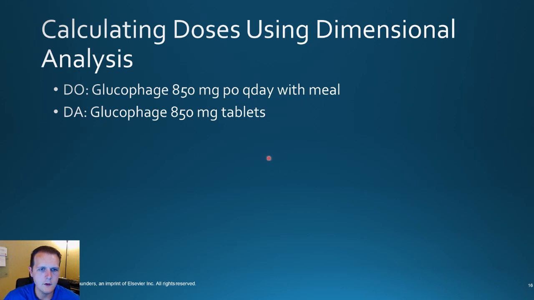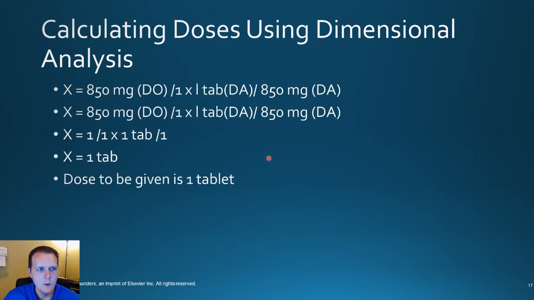So using our glucophage example once again, we can see here by setting up X, which is going to be our dose to be given, equals 850 milligrams, which is the dose ordered, over 1. You always set it up over 1 just to begin with. So that's the initial fraction. And you're going to multiply that by 1 tab as the dose available over 850 milligrams. So what you see here is that the 850s will then cancel each other out, and you end up getting 1 over 1, which is basically 1, times 1 tab. And so X equals 1 tab.